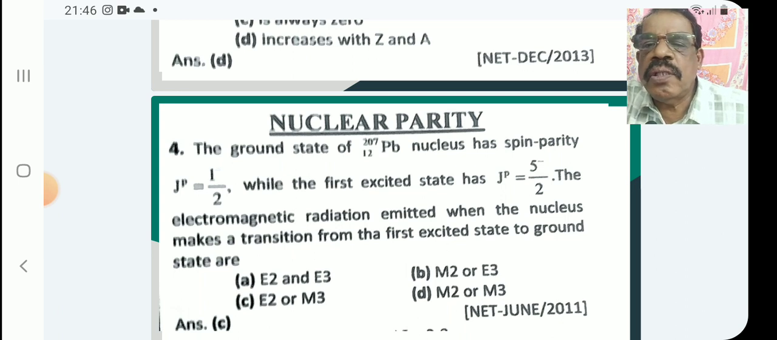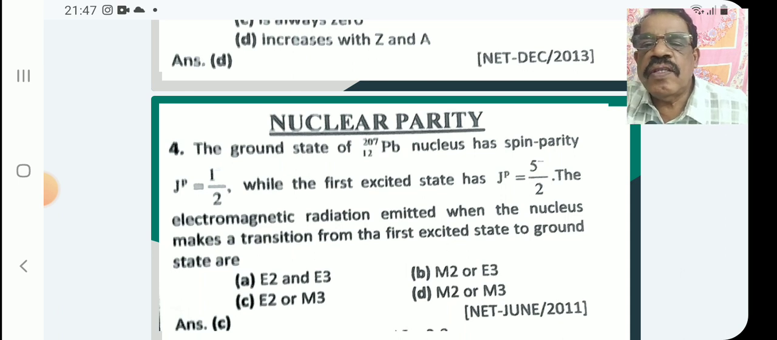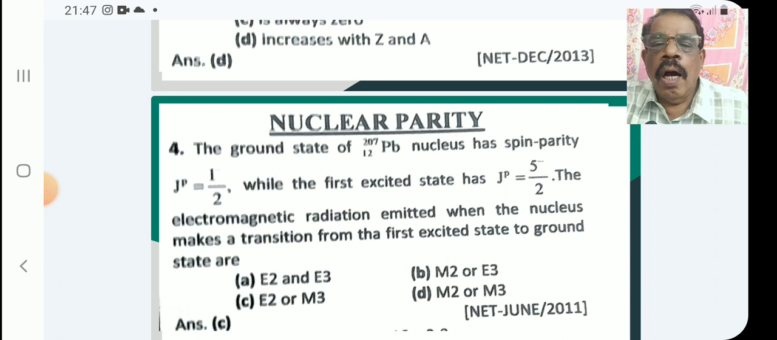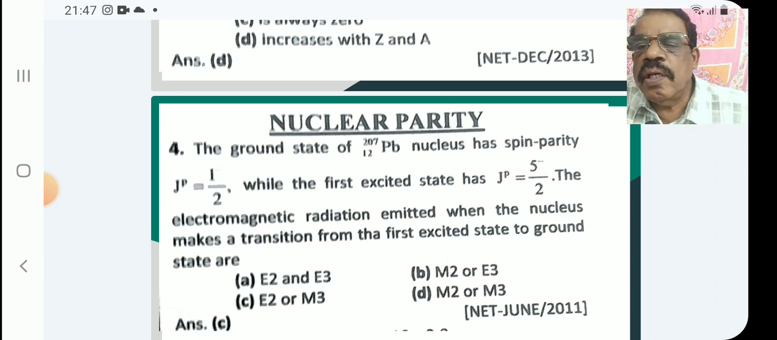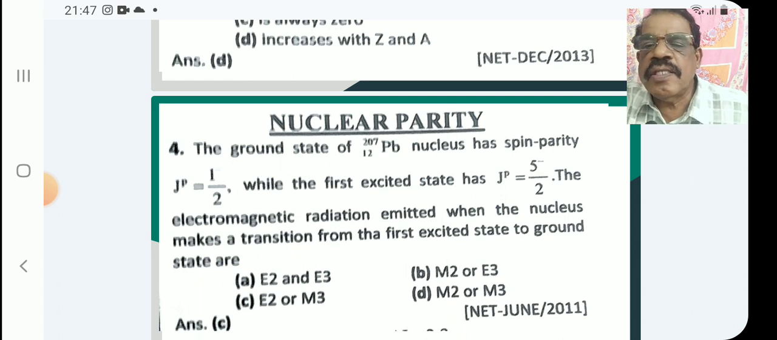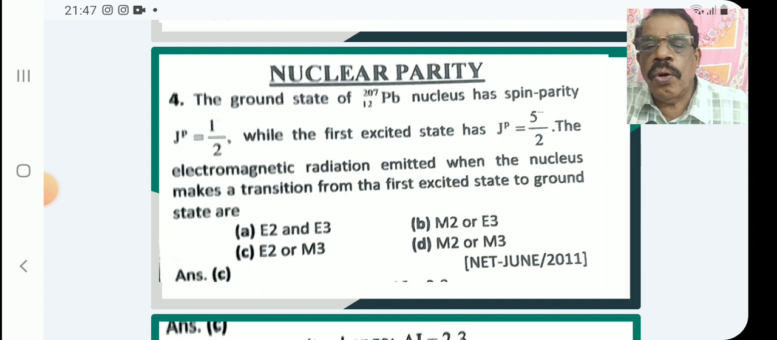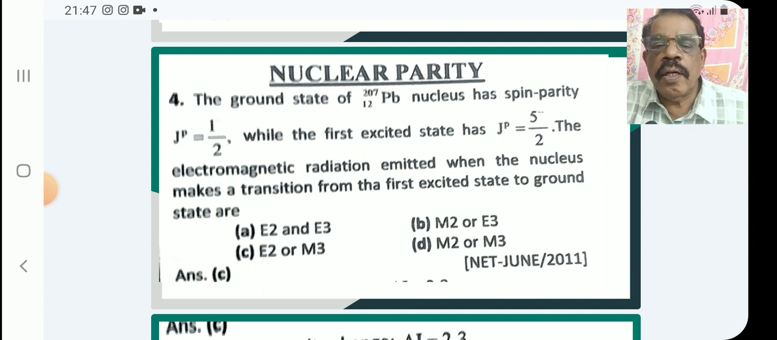The ground state of 82 Pb 207 nucleus has spin parity J pi is 1 by 2 plus, while the first excited state has J pi equal to 5 by 2 minus. The electromagnetic radiation emitted when the nucleus makes a transition from the first excited state to ground state is E2 and E3, M2 or M3, E2 or M3, M2 or M3.